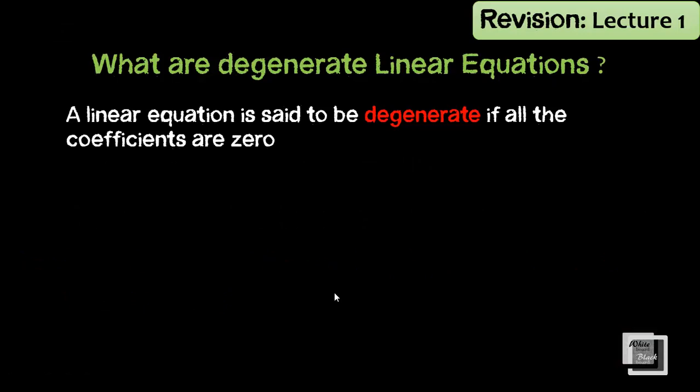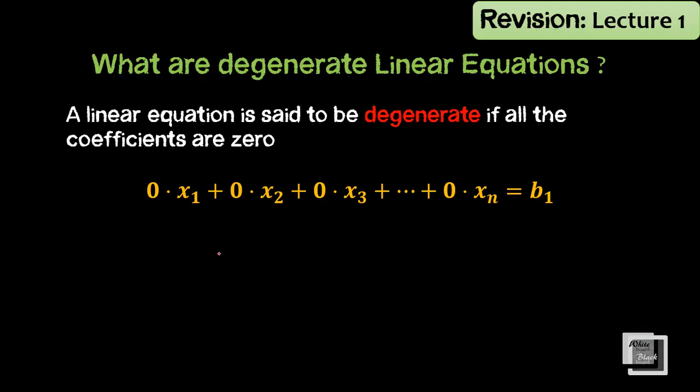Linear equation is said to be degenerate if all the coefficients of n unknowns are 0. So you can see here in the standard form it can be written as 0 into x1 plus 0 into x2 and so on equals b1. That means the left hand side of this equation is equal to 0 and the right hand side is b1.